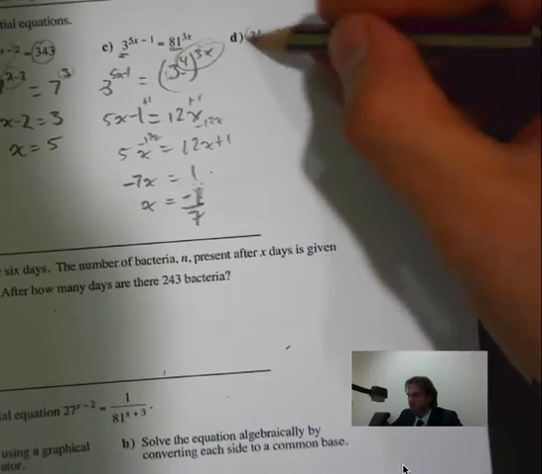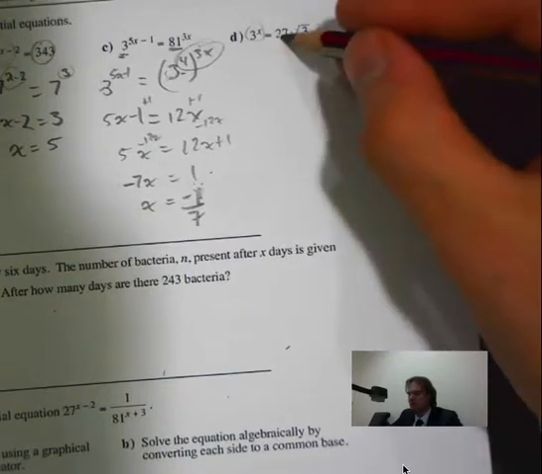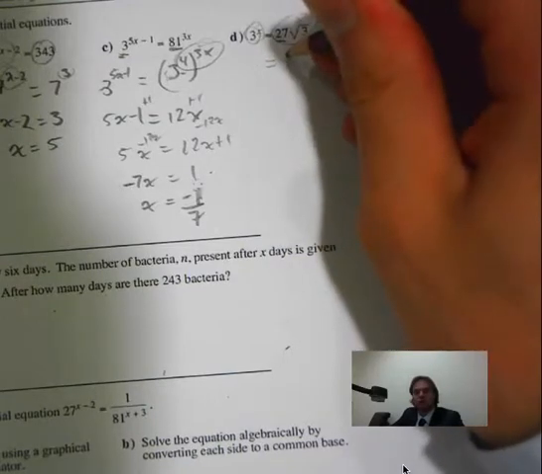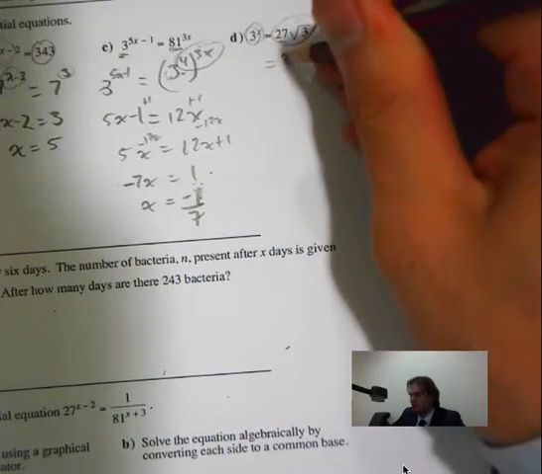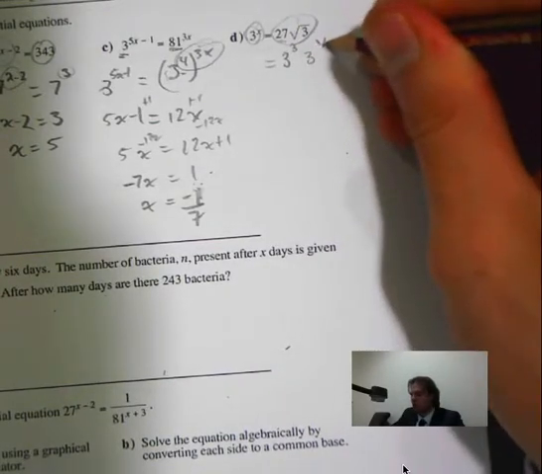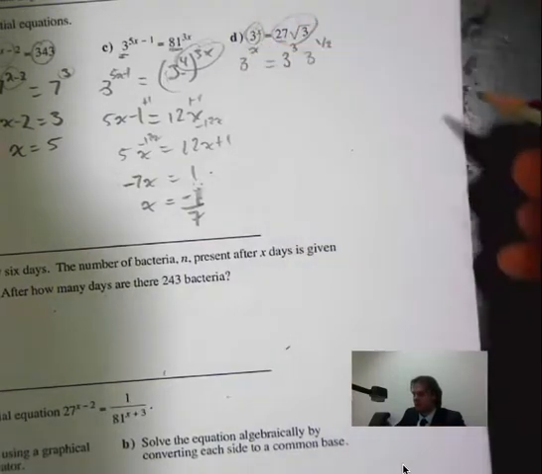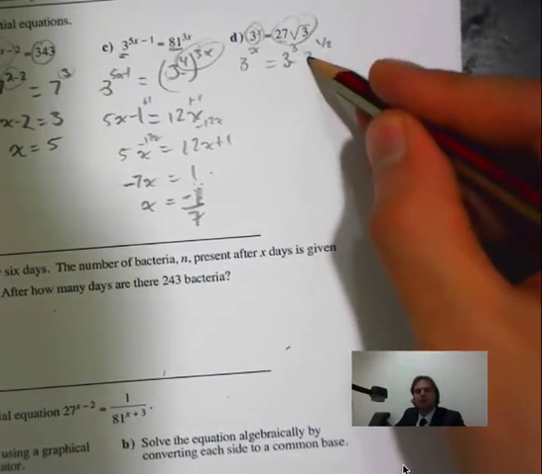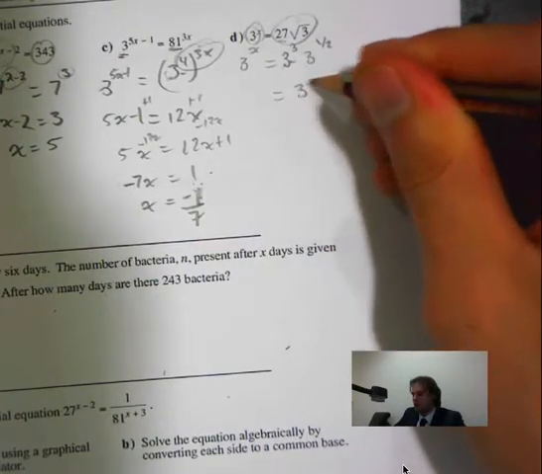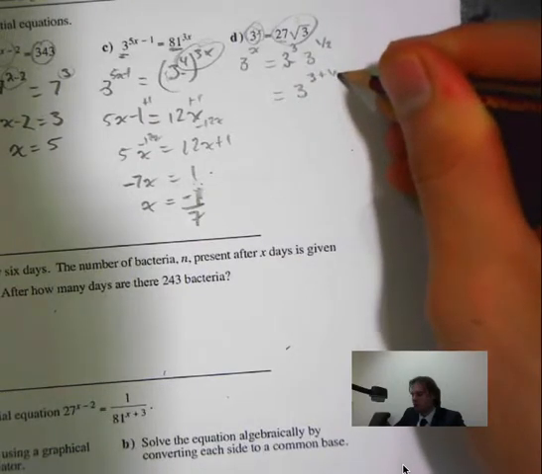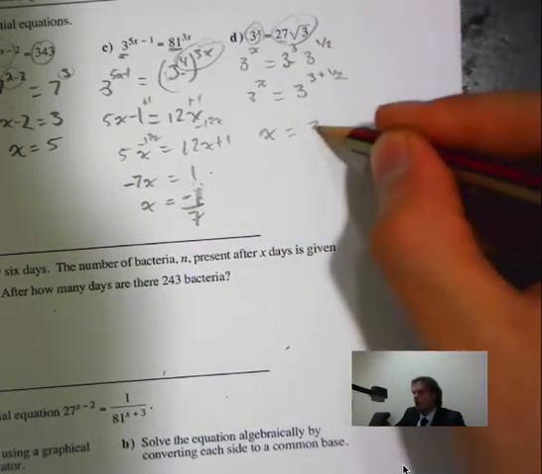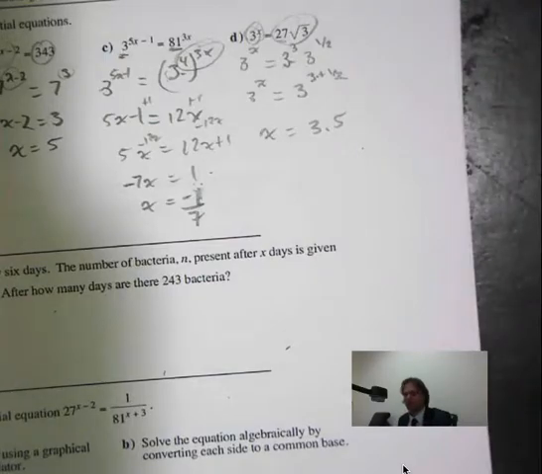It says 3 to the x is equal to that. So these must be in base 3. If this is in base 3, let's try and put this into base 3. So this side here, first of all, 27 is 3 to the power of 3. Well, this is the same as 3 to the 1 over 2. If I do this multiplication of powers, that's going to give me 3 to the 3 plus 1 over 2, which is 3.5. So then x is equal to 3.5. Because if I add half to 3, that's 3.5. Easy.